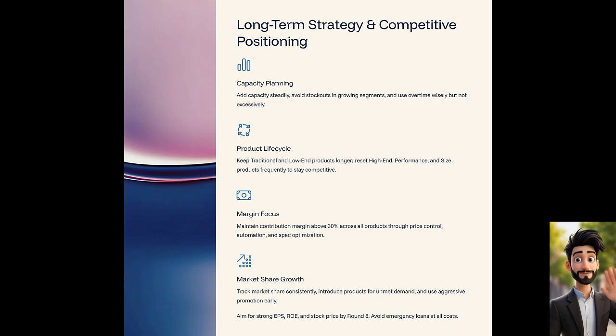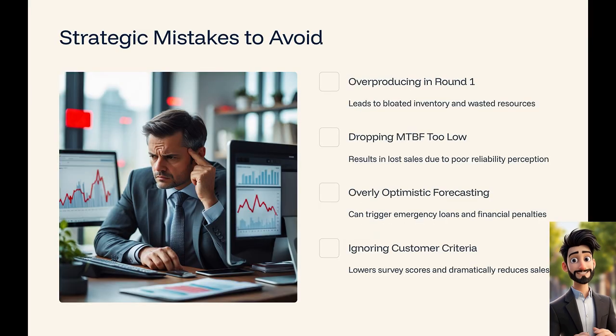Slide: strategic mistakes to avoid. Let's quickly go over a few common pitfalls. Mistake 1, overproducing in round 1 leads to bloated inventory. Mistake 2, dropping MTBF too low leads to lost sales due to poor reliability. Mistake 3, forecasting too optimistically leads to emergency loans.